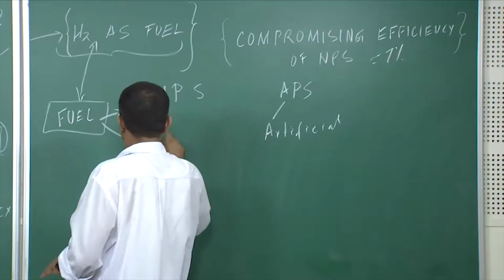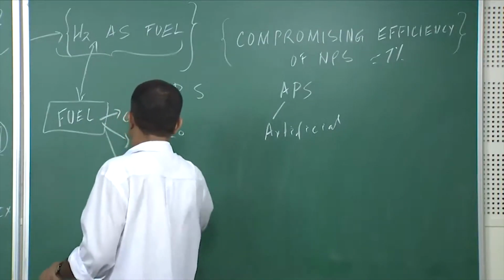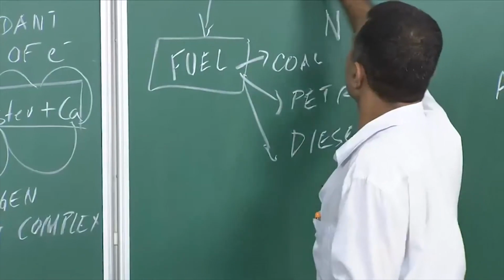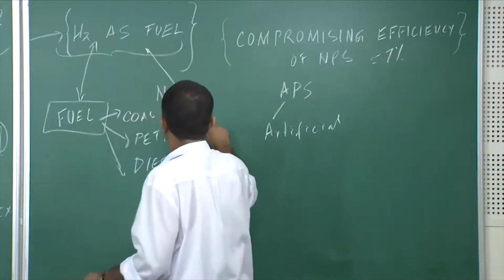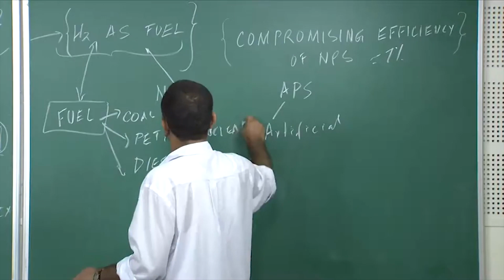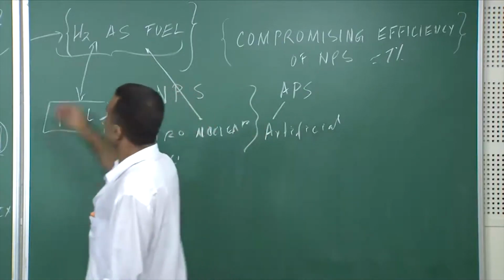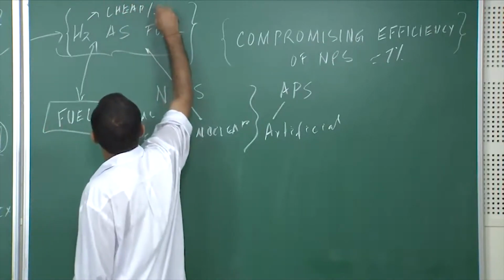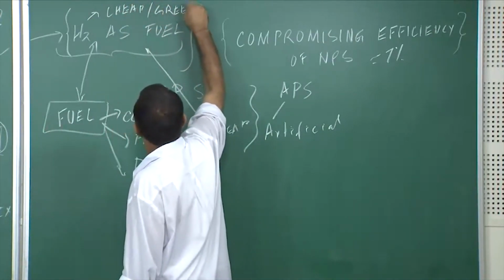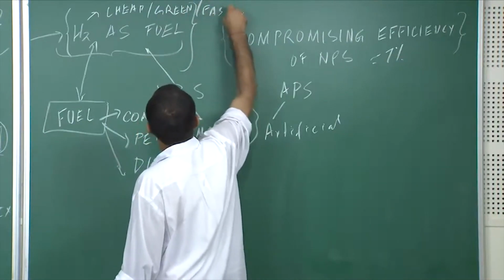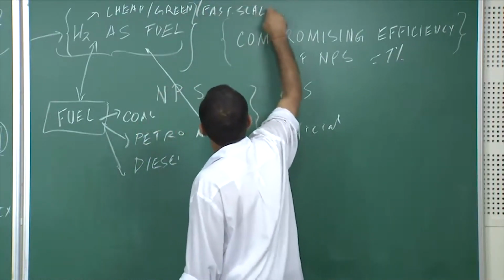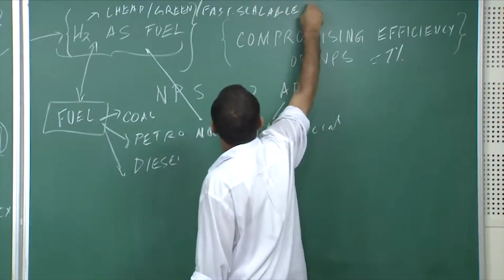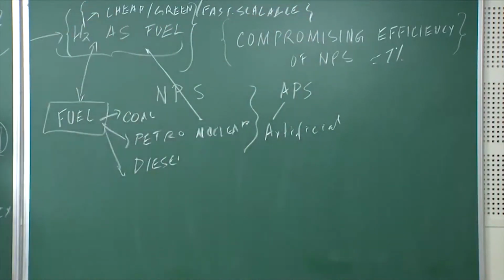like coal, petrol, diesel, and of course, the nuclear. So, this process has to be cheap, green, and fast, scalable. Without this, it cannot really be achieved the way we are dreaming of a world of clean and green energy.